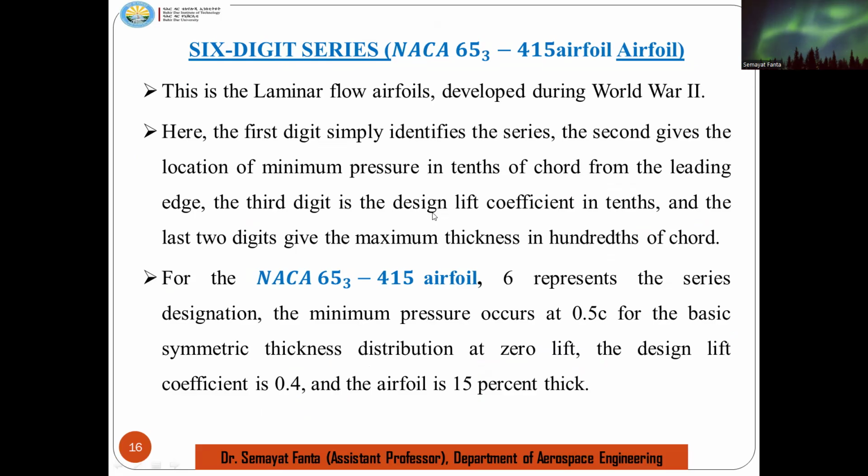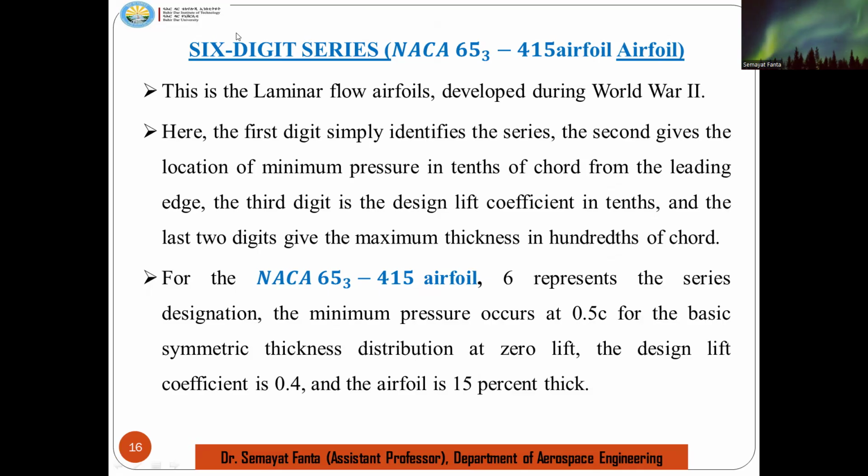Next is the 6-digit representation, which is represented with the 65-3-415 aerofoil. So this is a laminar flow aerofoil, which was developed during World War II. The first digit simply defines the series of aerofoil. The second gives the location of minimum pressure in tenths of chord from the leading edge. The third digit is the design lift coefficient in tenths. And the last 2 digits give the maximum thickness in hundredths of the chord.